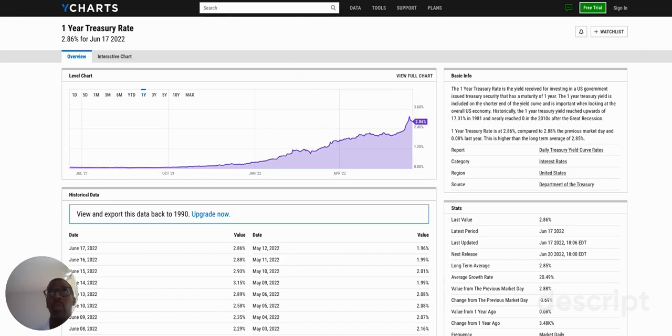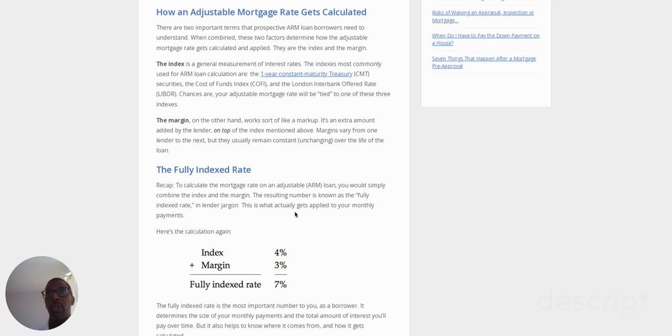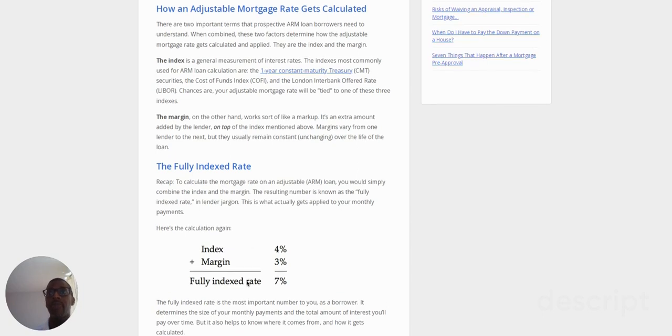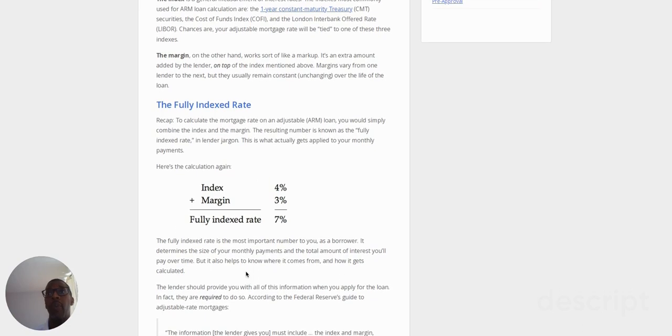So going back to our little article here, this is how the indexes are calculated, or how they get the index. Now, your margin is what is provided by the lender. This is what the lender charges you. The lender will charge you their margin and add it to the current index, and that's where you get your fully indexed rate. Your fully indexed rate is an important number because it determines the size of your monthly payments. This is the total amount of interest you'll be paying over time.